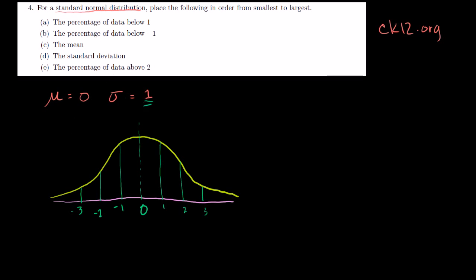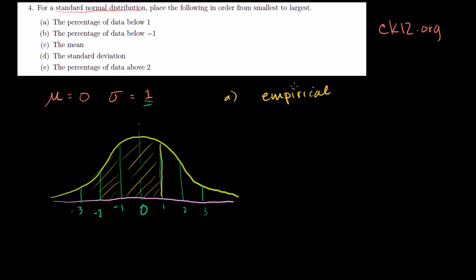So let's see if we can answer this question. What's the percentage of data below 1? Part A, that's this stuff right here. So everything below 1. It's not just that little center portion. It keeps going. Everything below 1, right? Percentage of data below 1. So this is another situation where we should use the empirical rule.